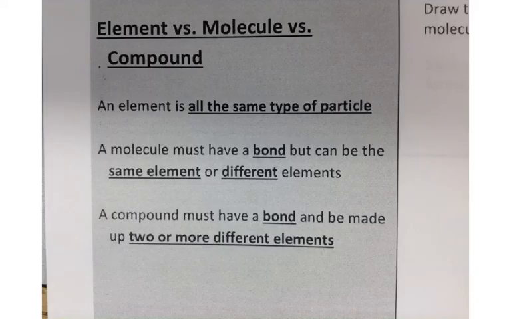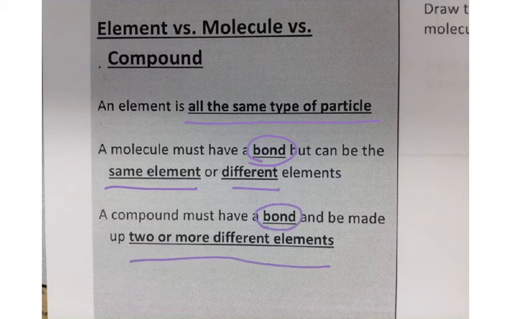Element versus molecule versus compound. There is surprisingly a difference between all of these. Even though a lot of times they're used the same way, an element is all the same type of particle. To be a molecule, you must have a bond, and that can be made of the same element or different elements. Whereas for a compound, you also need a bond, but you are made up of two or more different elements.